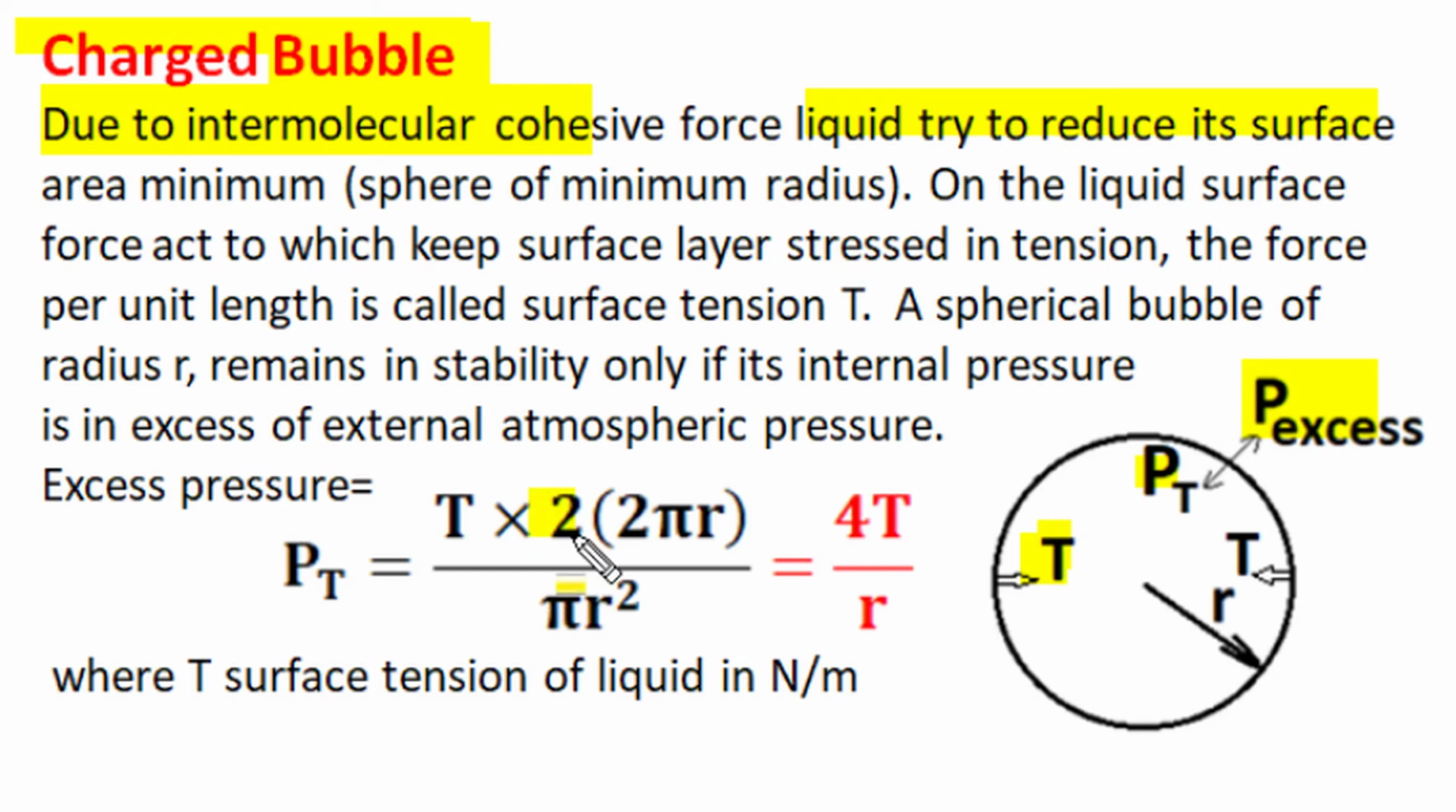So the two-side periphery becomes 4 pi r, and per unit length the force is surface tension. Then the total force exerted on the bubble is 4 pi r T, and that force acts on the surface area pi r square of the circular cross section. So force per unit area becomes 4 capital T over r, where capital T is the surface tension of the liquid in newton per meter, and this surface tension pressure is balanced by the excess pressure, or the difference of pressure between internal and external positions.